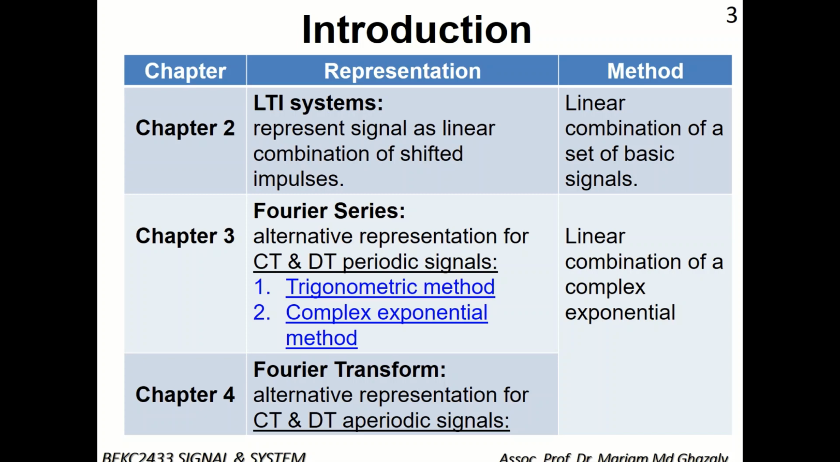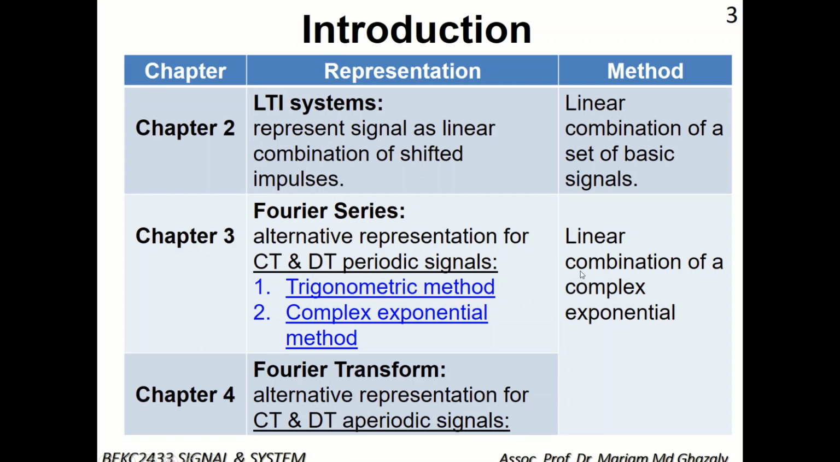So let's just do a recap on chapter 2. What you have learned in chapter 2 is the representation of LTI systems, where you may represent the system as a linear combination of shifted impulses. The method is that you learn to do convolution, of which there are two types: convolution sum and convolution integral. Convolution sum is for the discrete time signal, and convolution integral is for the continuous time signal.